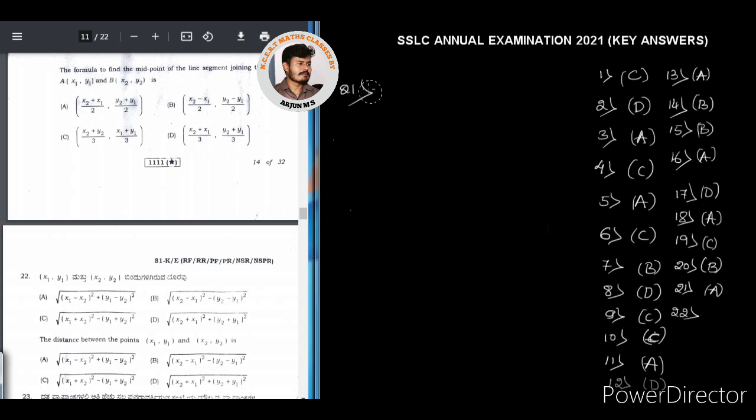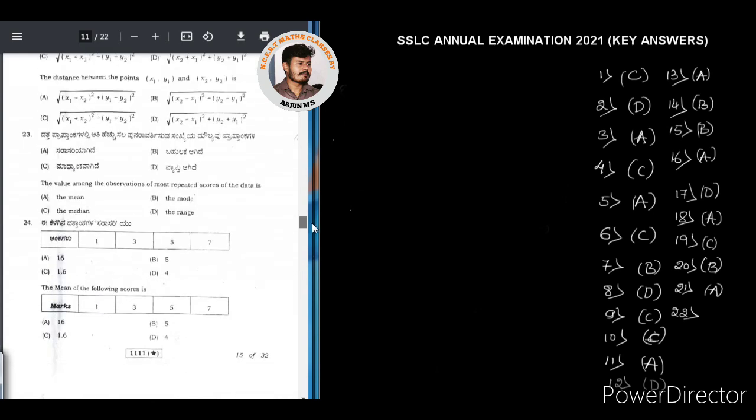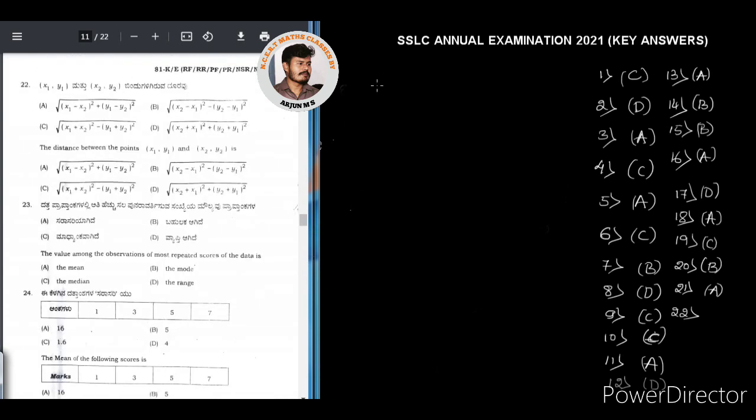So let's move to the 22nd question. So this is also a very simple question. This particular question belongs to coordinate geometry. In this question, they are asking you the distance between the points (x1, y1) and (x2, y2). So this particularly belongs to the distance formula. So option A is correct. Root of (x1 minus x2) whole square plus (y1 minus y2) whole square, or it can also be written as root of (x2 minus x1) whole square plus (y2 minus y1) whole square. Both are same. So here option A is the correct answer.